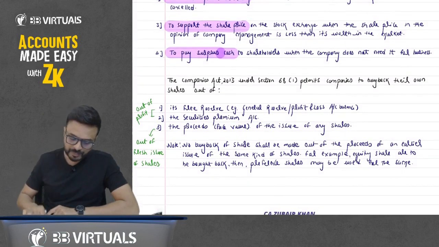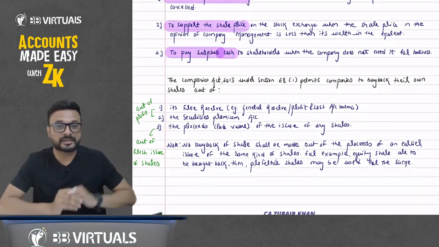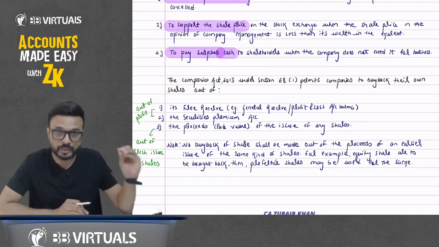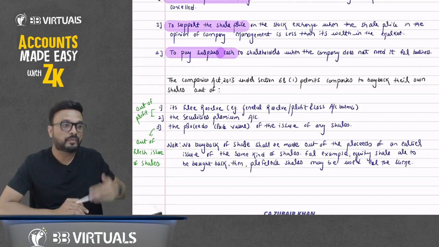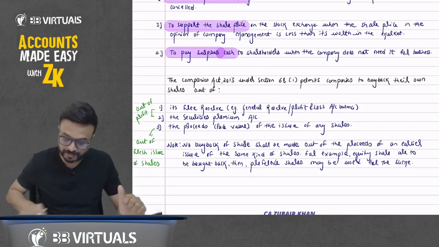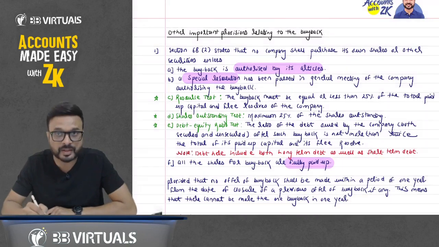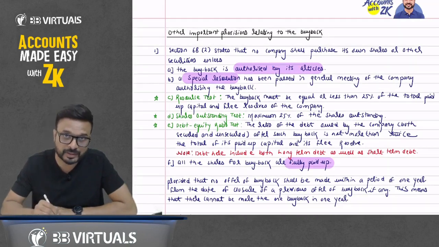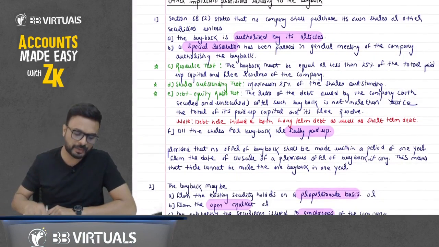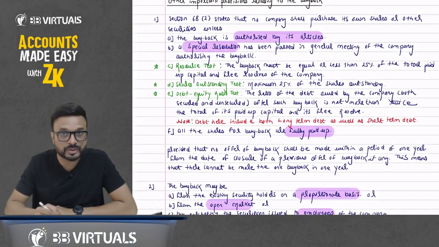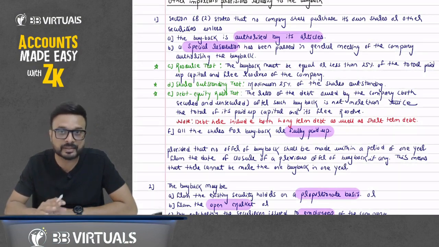So the second point is that when we do the buyback, the same class of shares cannot be issued in the market. Suppose we are doing buyback of equity shares, we can issue preference shares in the market. Then there are some other points. It should be authorized by the articles. There should be a special resolution. And there are some other tests also that we will discuss maybe today: resource test, share outstanding test, and debt equity ratio test.